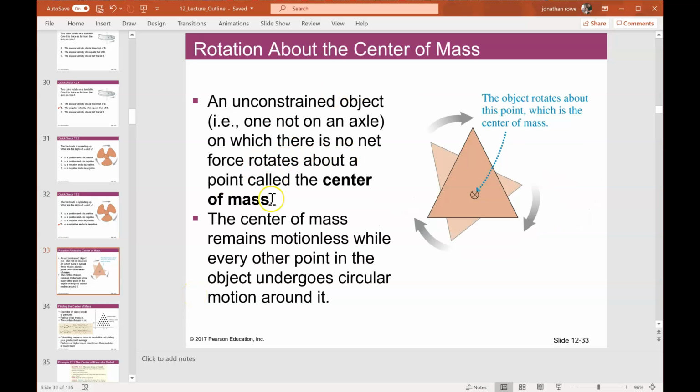An object that is unconstrained and rotating, if you just throw something, will rotate about its center of mass. So the center of mass, this point right here, remains quote unquote motionless, while every other point in the object undergoes circular motion around it. If you think about this, this point right here is not rotating in a circle. Think of this as an infinitesimally small point.